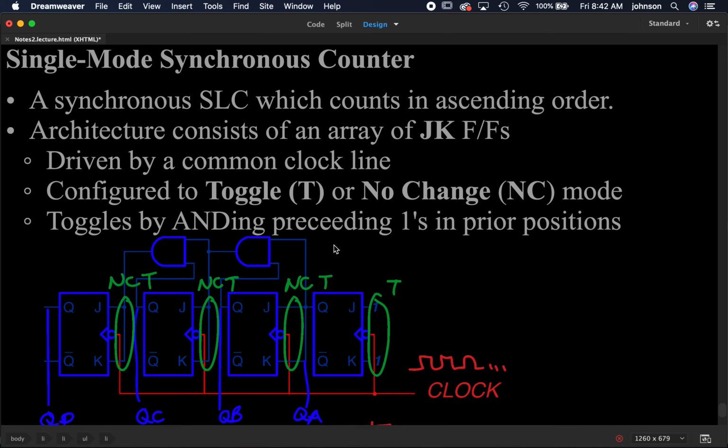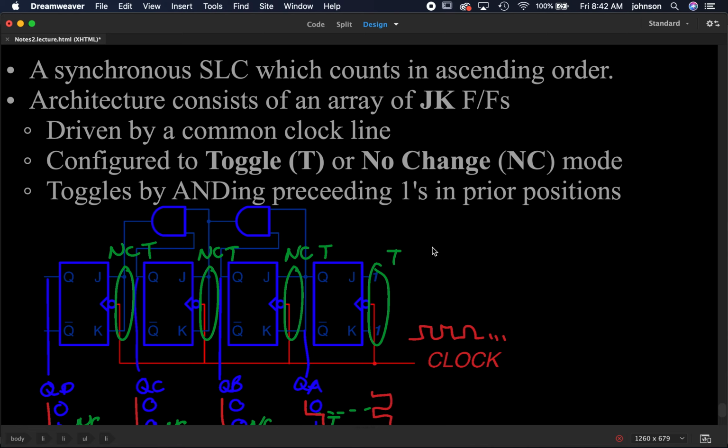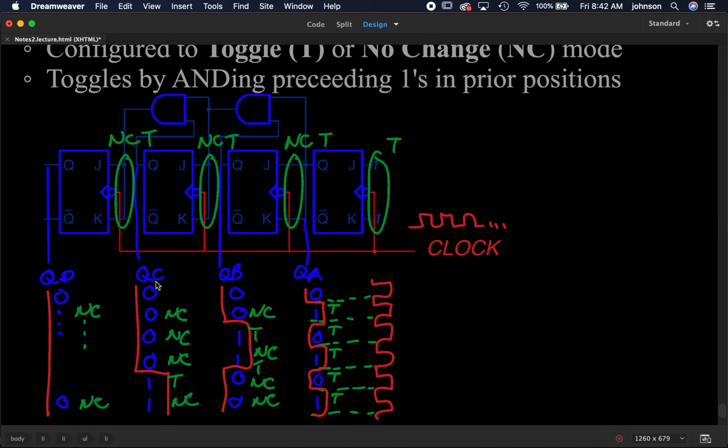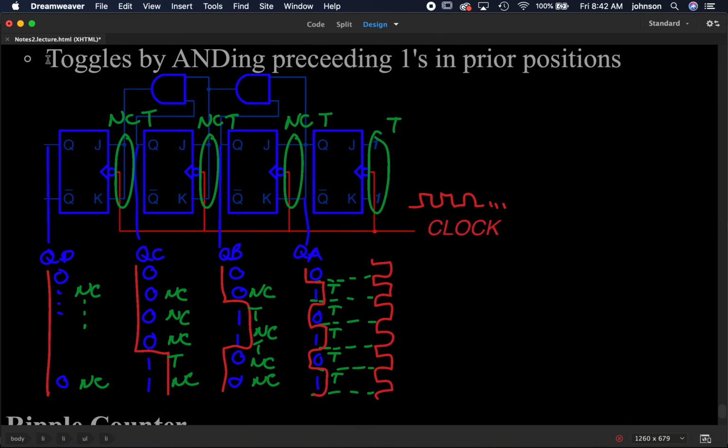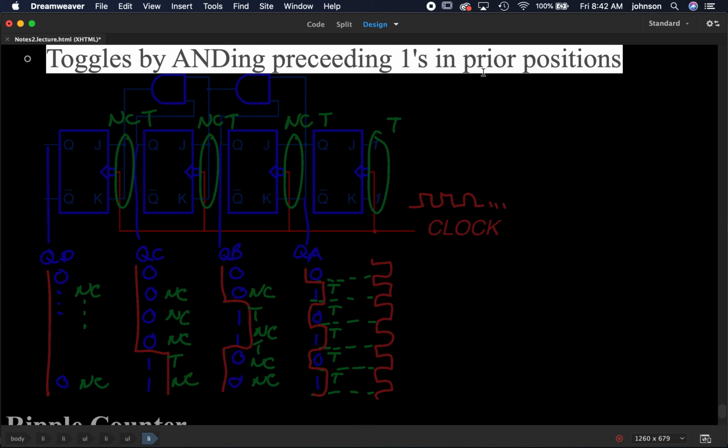So let's take a look at this circuit. You can see that the architecture consists of an array of JK flip-flops. They're configured to, first of all, they're driven by a common clock line, so that makes them a synchronous sequential logic circuit. And they're configured to either work in the toggle mode or the no change mode. Toggle mode or no change mode. So let's see how this works, and I'm going to show this last sentence here. This is the key here to how the circuit works. This circuit toggles by ANDing preceding ones in prior positions.